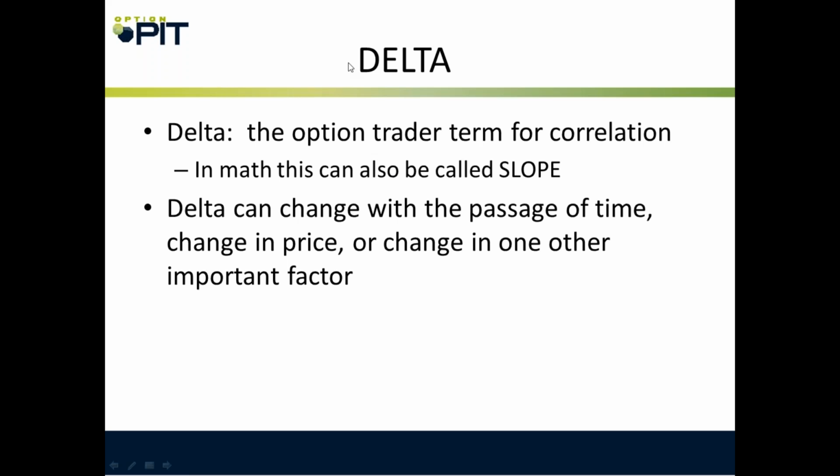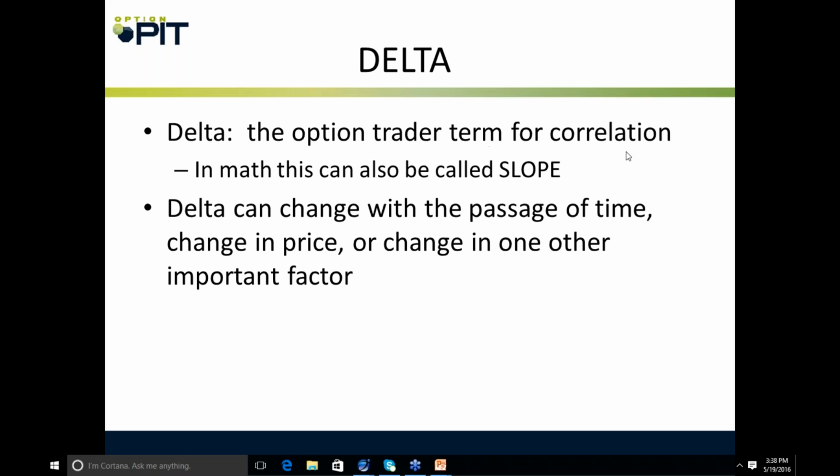Delta can change, and this is the weird thing with options. It can change with the passage of time. The question was, can't options move without the stock moving prior to an earnings announcement? That's what we're going to talk about today, that volatility component. But that's a change in delta. So delta can change with the passage of time.